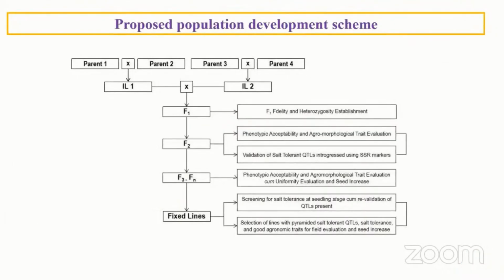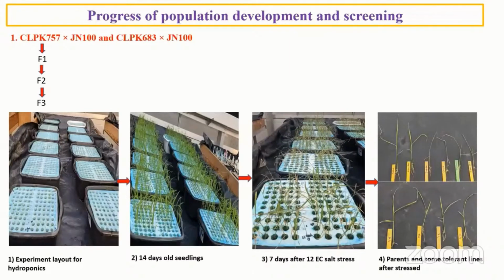This is the population development approach. Here we crossed two ILs, CLPK 757 and GN100, and CLPK 683 and GN100, and developed F1, F2, and F3. We tested the lines. The first is the experimental layout for the hydroponics. The second is the 14 day old seedlings, and we gave salt stress after 14 days. And this panel shows 7 days after salt stress.